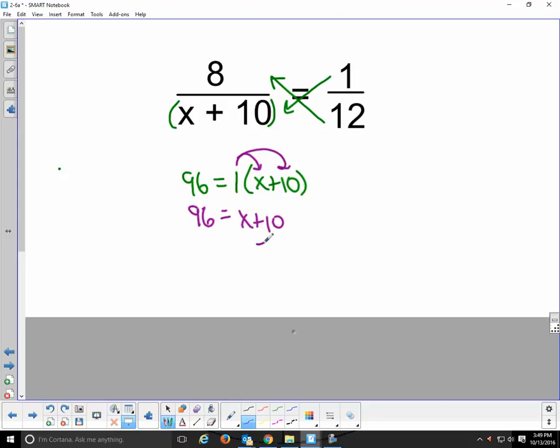Now I solve. I can minus 10 from both sides, and 86 equals x. So cross multiplying, when there's more than one thing, you're still doing the same stuff. You're still doing 12 times 8, and you're doing 1 times whatever's down here. Just be careful that if there's more than one thing, it's like having parentheses. So those parentheses matter now, because we're going to distribute through the parentheses and get our answer.